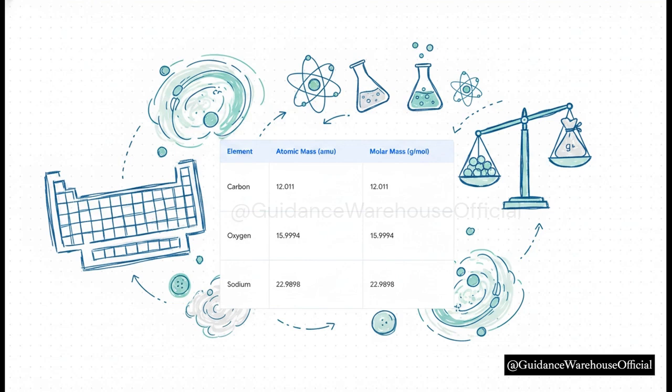And this perfectly illustrates the absolute genius of chemistry. Notice how, for carbon, the average mass of a single atom is 12.011 atomic mass units, or AMU. But the mass of an entire mole of carbon atoms is 12.011 grams. The number is exactly the same, just with different units. The periodic table straight up gives us the molar mass for every single element.